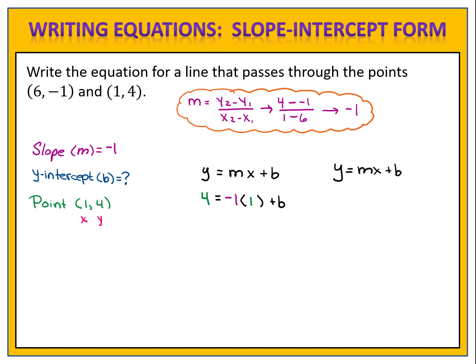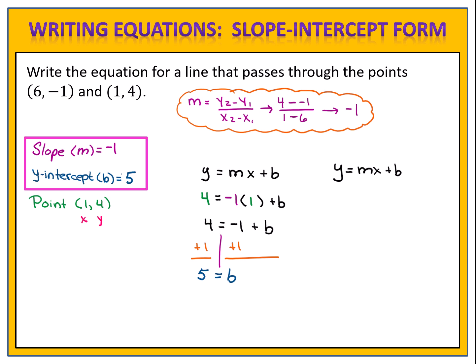Now we simplify the equation and we solve. We'll add 1 to both sides to get b alone, and we find that 5 is the b value. We now know the y-intercept. Now that we know the slope and the y-intercept, we're ready to write the equation of our line. y = mx + b is y = -1x + 5.